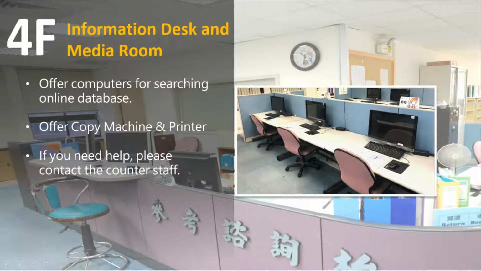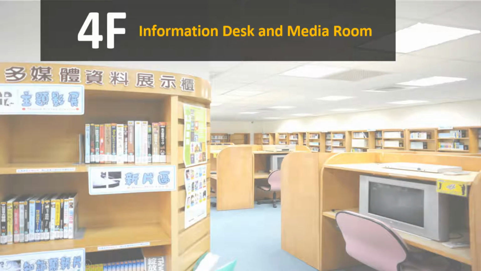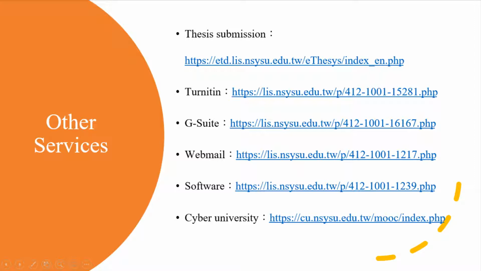On the 4th floor, there is an information desk, copy machine and printer, and multimedia audiovisual area, which provides advisory services and audiovisual resources. We provide a variety of films such as language learning media, statistical software, teaching, and so on. These films are only available in the library. If you want to use audio and video resources and computers, please ask the staff at the information counter. This is the multimedia audiovisual area on the 4th floor. We also provide these resources like Turnitin, G-suite, and so on.